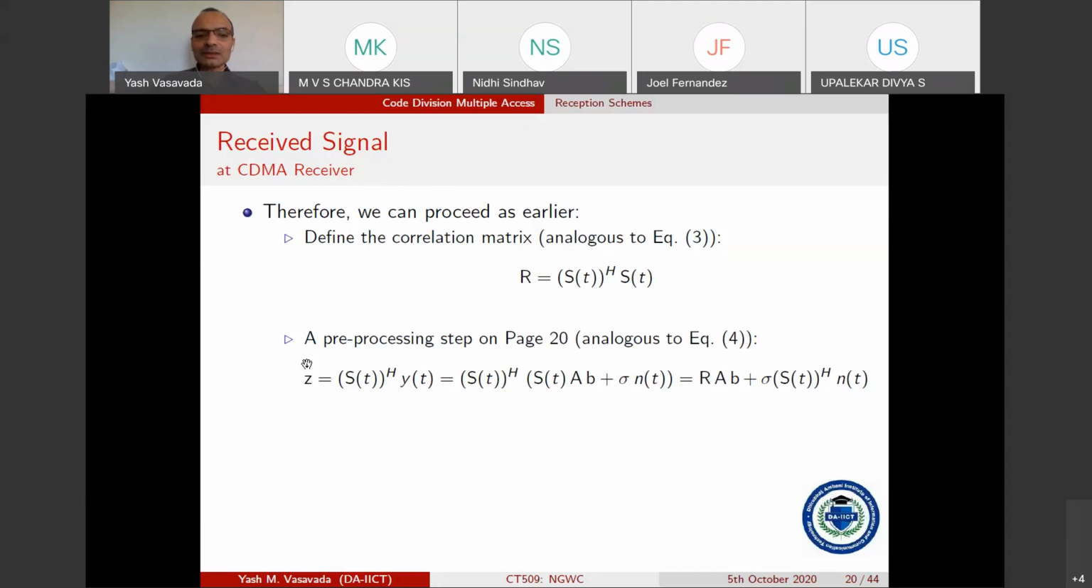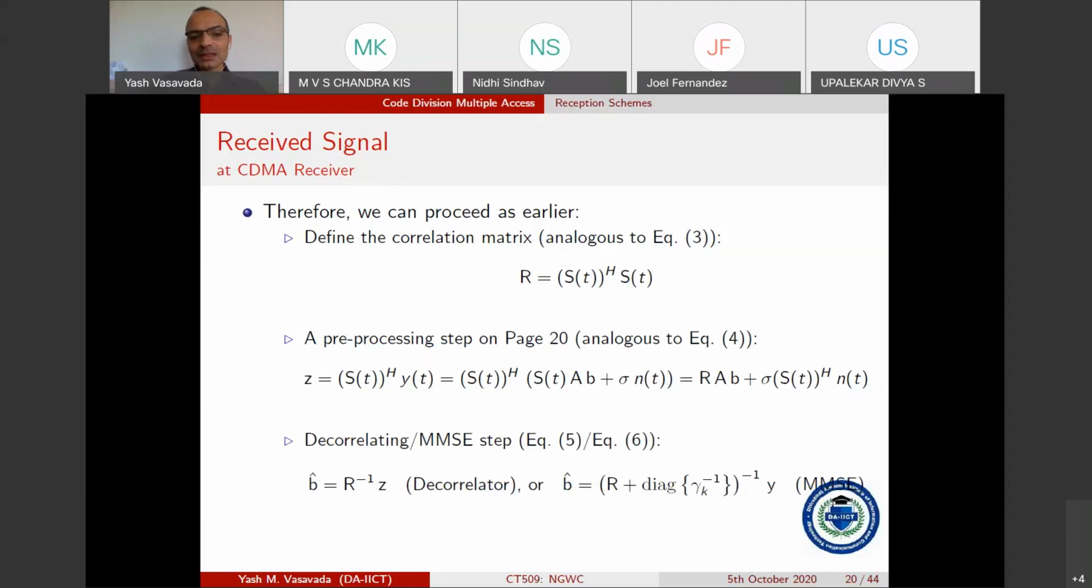But eventually, we get a vector here. This Z is not a function of time anymore. It is a vector. And so this is now very much analogous to what we saw in the context of beamforming equations. And so we can do the same decorrelation step or MMSE step.